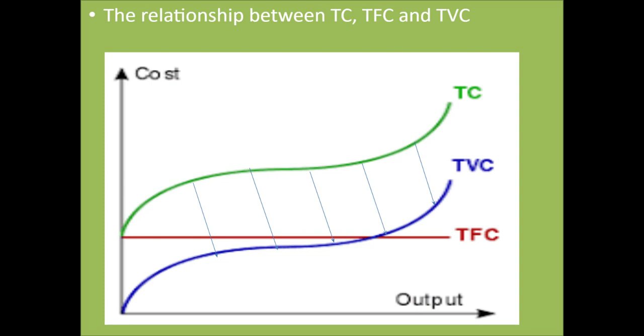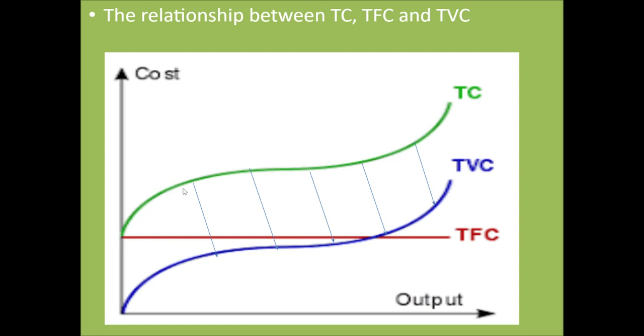Total cost curve does not start from the origin because total cost includes total fixed cost as well. So it starts from the point where TFC starts. At this point, students, where the total cost curve starts, total variable cost is 0 because the level of output is 0. However, since we have total fixed cost, your total cost and total fixed cost are equal.